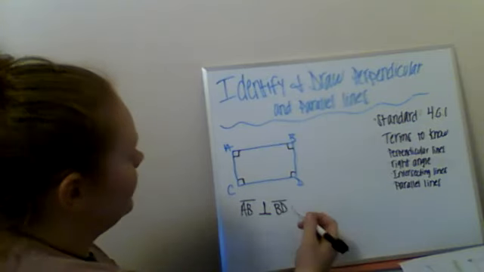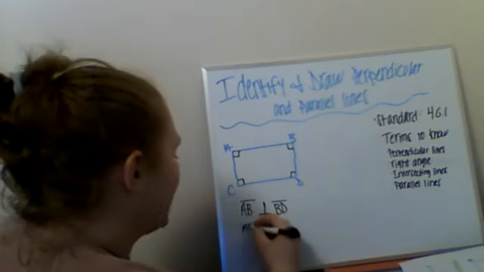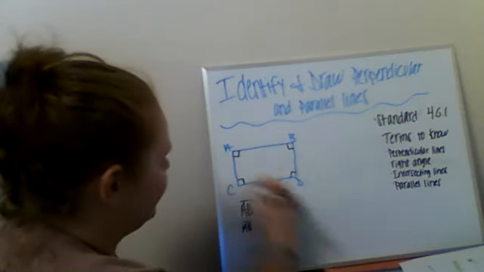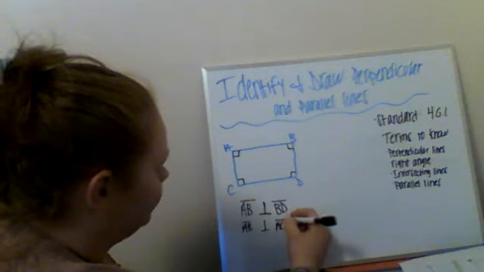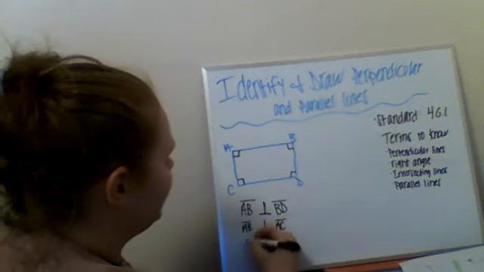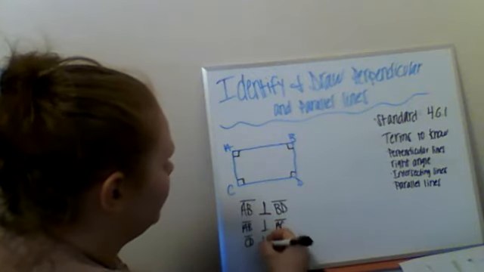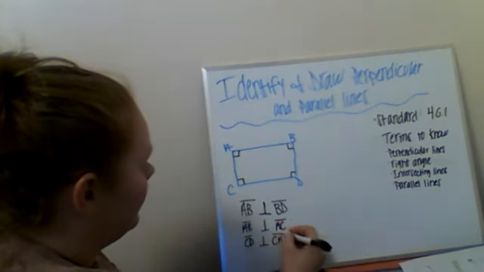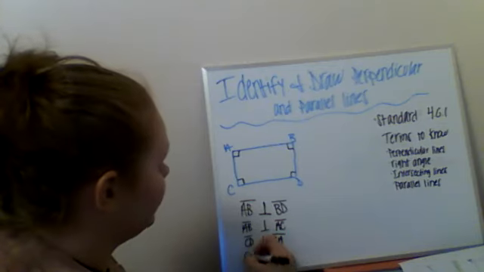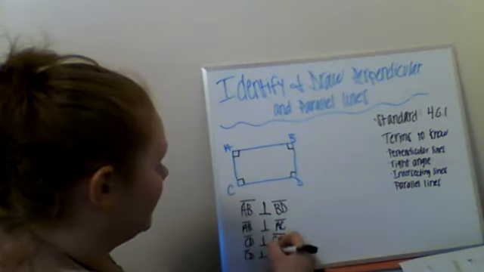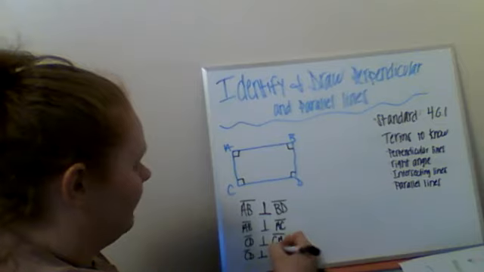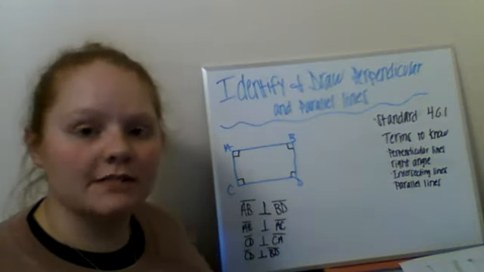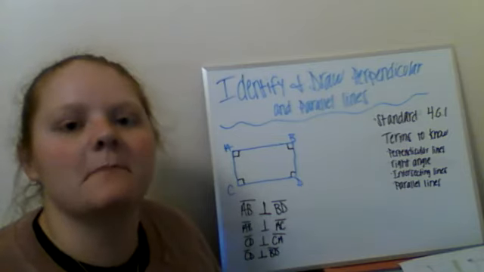I put my two points and then my line segment symbol. Then I also said line segment AB is also perpendicular to line segment AC. Then line segment CD is perpendicular to line segment CA, and line segment CD is also perpendicular to line segment BD. So that's how, in this case, you represent line segments being perpendicular.